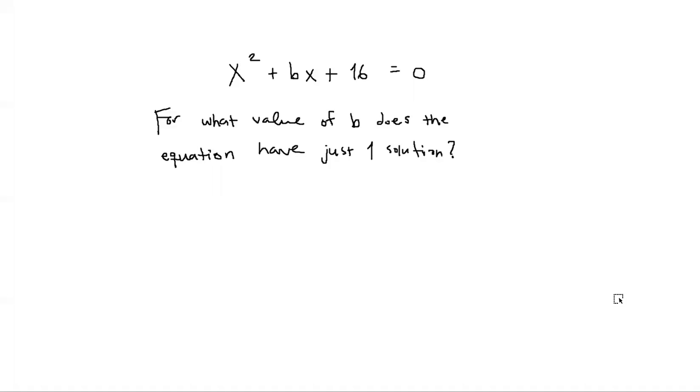Question 26 gives us the polynomial equation x squared plus bx plus 16 equals 0. We're asked for what value of b does the equation have exactly one solution. There are a few ways to solve this problem, but the most straightforward way involves using what's called the discriminant.